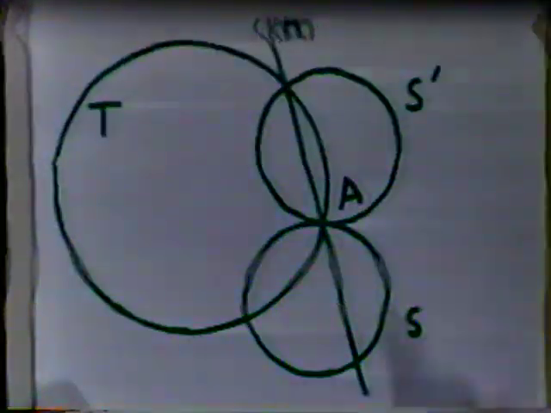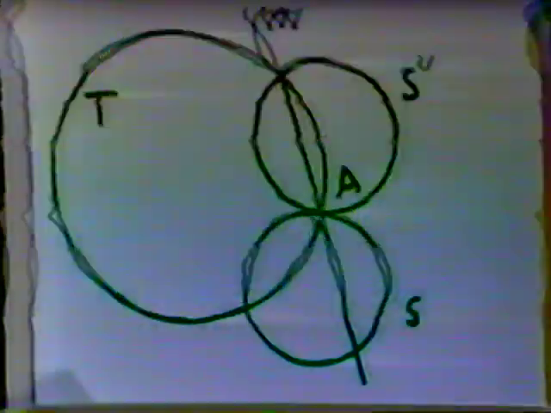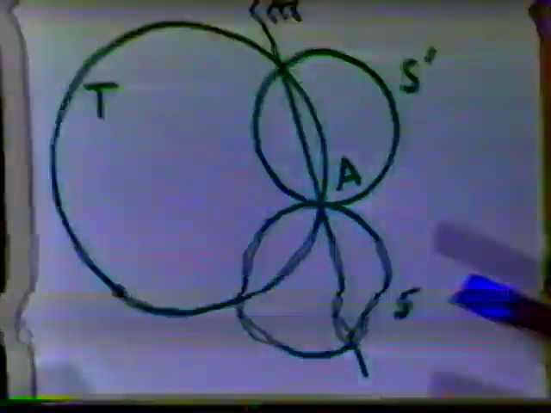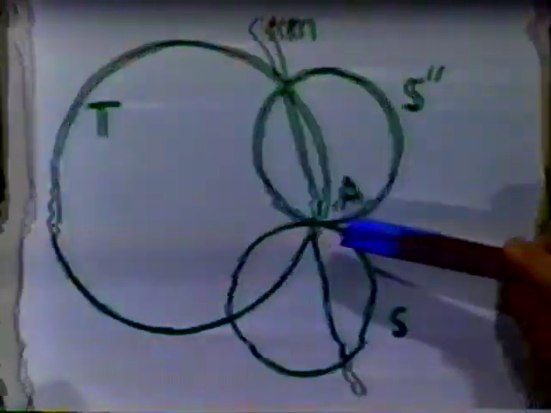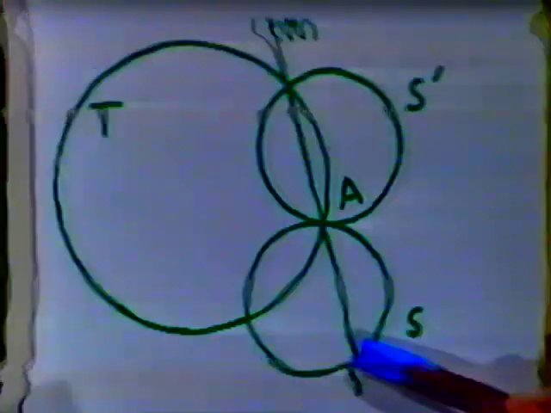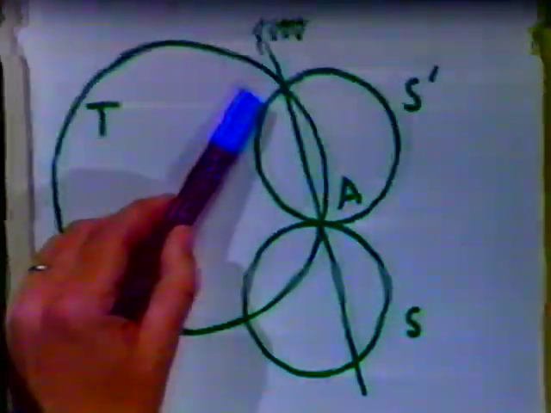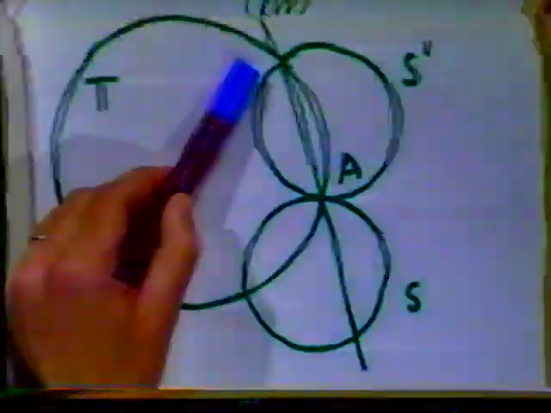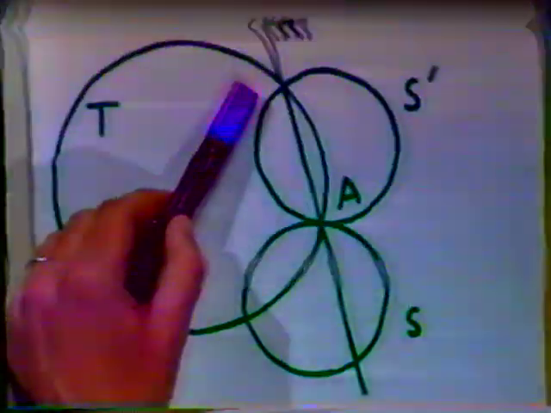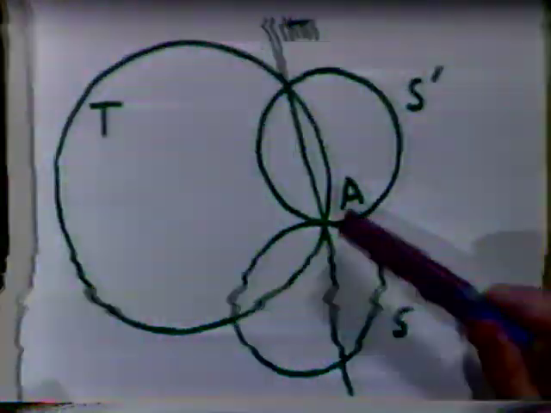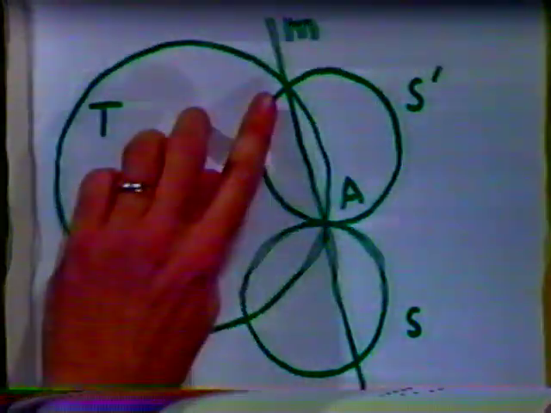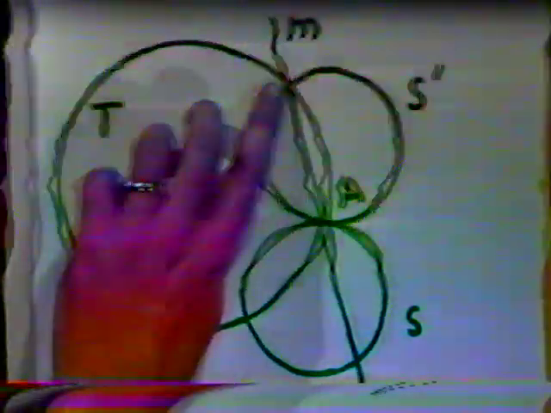Why? Well, because having done the 180 degree rotation, the circle S passing to the circle S prime would pass this point on S and the line M to this point on the line S prime. The line M in the circle S prime. Consequently, the distance from A to this point on the circle S is the same as the distance from A to this point on the circle S prime.